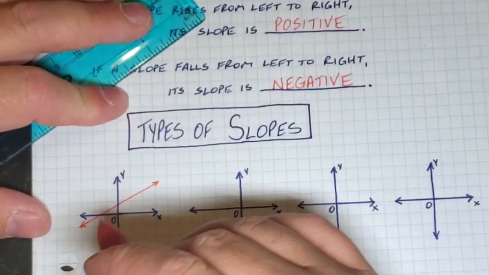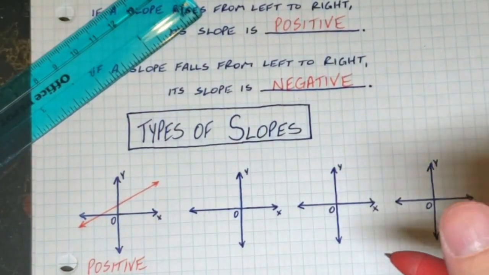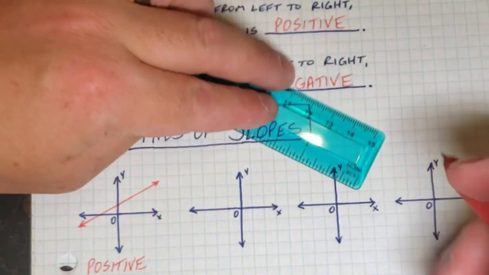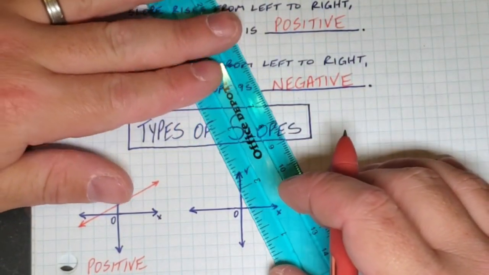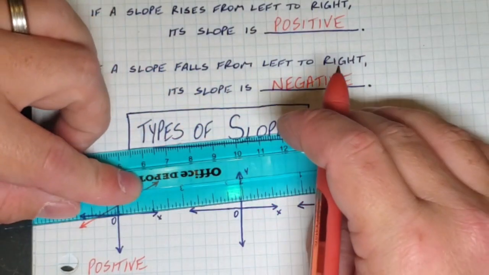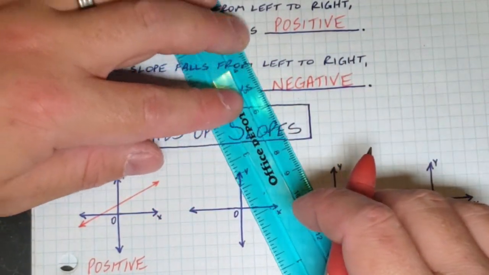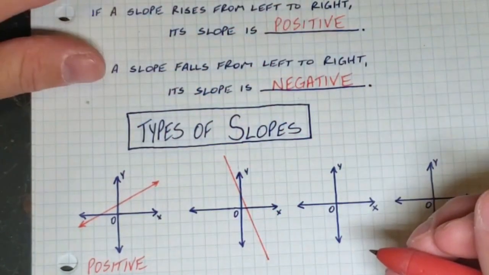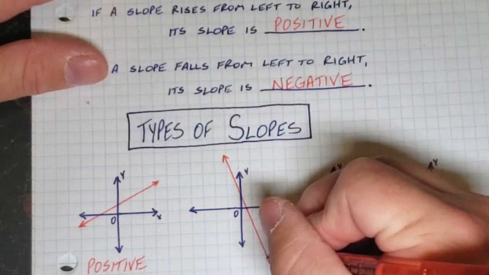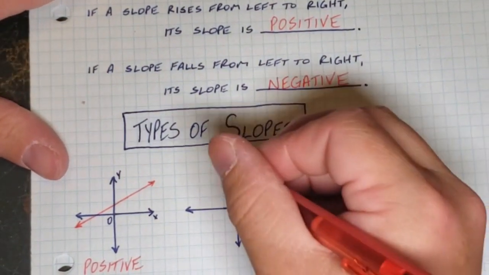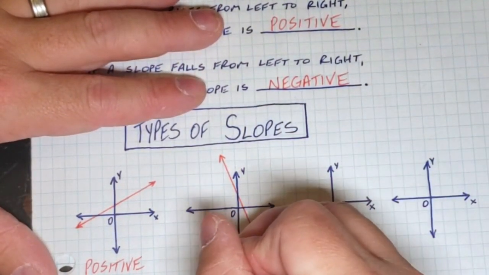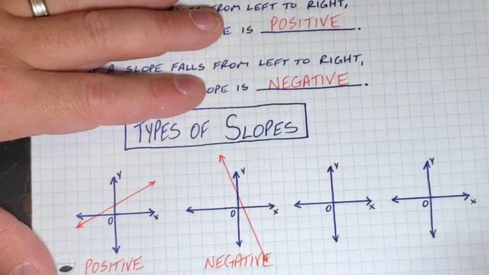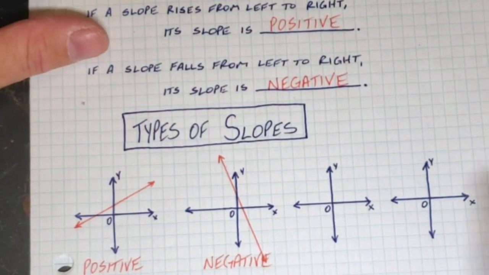Now we would have to get in and count to see exactly what it is, but I know it's positive because it's going up left to right. If my line, and again, it doesn't matter what degree of a slope it is, is going down left to right, like this line, I don't know what it is specifically, but I know that it is going to be negative. All right, well, what else could there be?